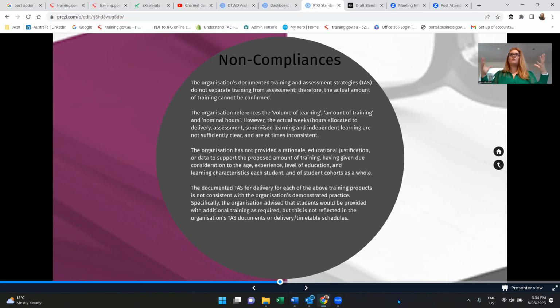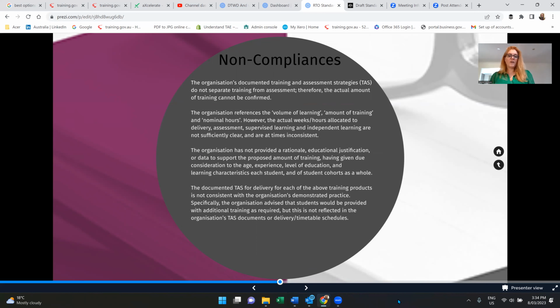So like, how does your course run, you know, in one sentence, and then break it down unit by unit. And you can include things like your volume of learning, your amount of training, your nominal hours, things like that. ASQA does not generally care about nominal hours. In my experience, that's more of a state funding issue, but, you know, please be consistent and clear. Please clearly provide the duration. Please clearly provide the amount of face-to-face hours that are being delivered.